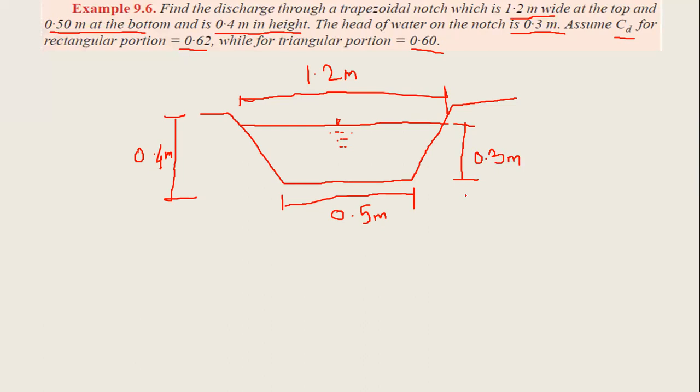Now, what we are going to do here is divide this trapezoidal notch into rectangular and triangular portions. So I'll mark A, B, C, D, E, and F. Now for this portion B, C, E, F, for the rectangular portion B, C, E, F, what are the dimensions that we get?